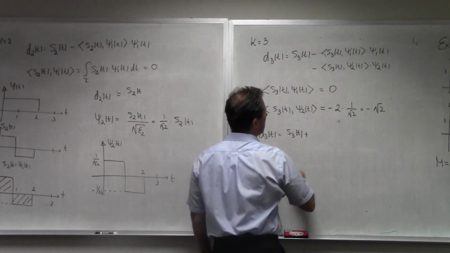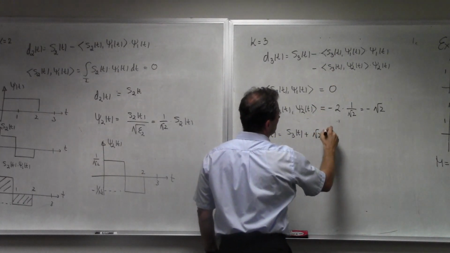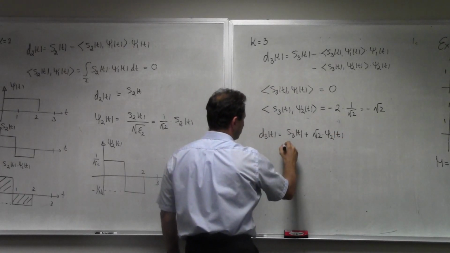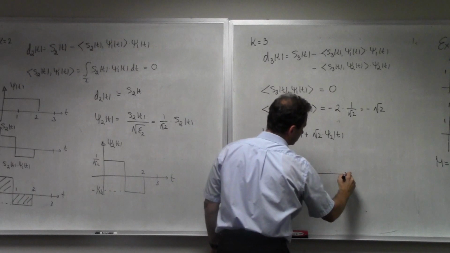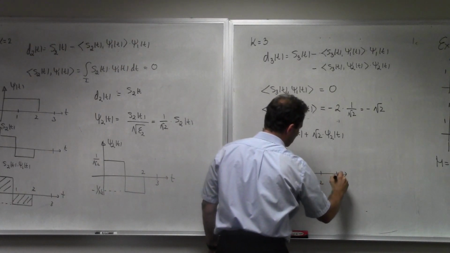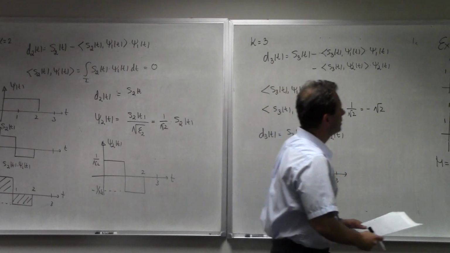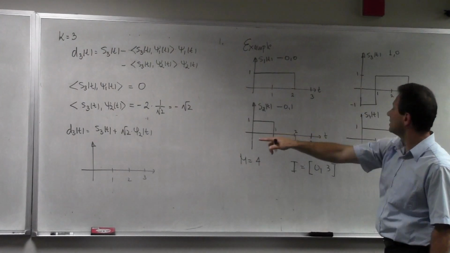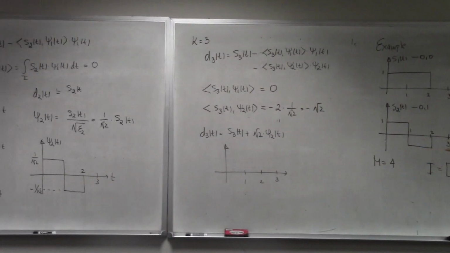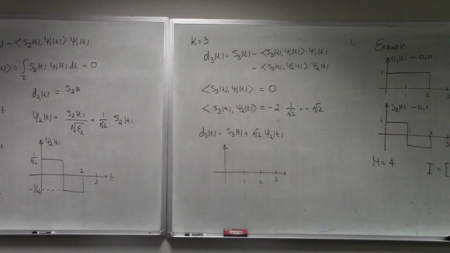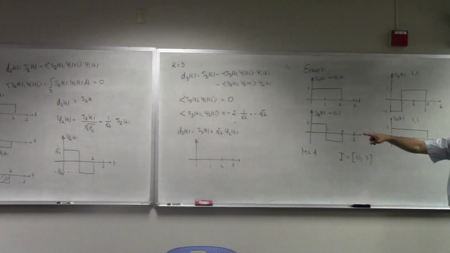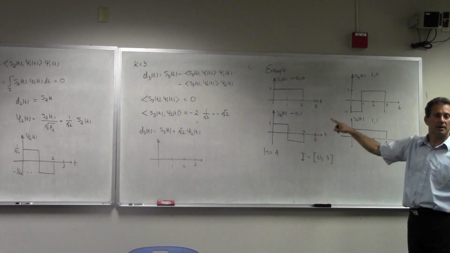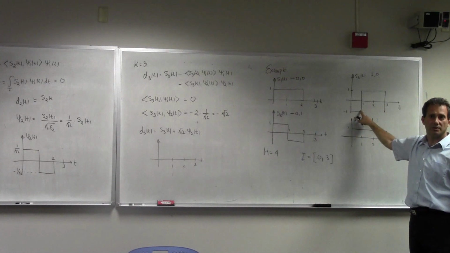and then it becomes plus square root of 2 times psi 2 of t. How does this d3 of t look like? You have to take this signal here and add square root of 2 times that signal over there. So you see what happens. Square root of 2 makes this between minus 1 and 1. Between 0 and 1, you're going to have a positive pulse from here and a negative pulse from here. So they're going to cancel.